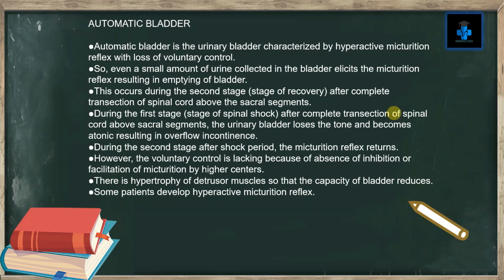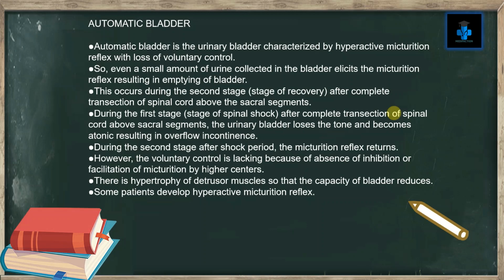Automatic bladder. Automatic bladder is the urinary bladder characterized by hyperactive micturition reflex with loss of voluntary control. So, even a small amount of urine collected in the bladder elicits the micturition reflex, resulting in emptying of bladder. This occurs during the second stage, that is, stage of recovery after complete transection of spinal cord above the sacral segments. During the first stage, that is, stage of spinal shock, after complete transection of spinal cord above the sacral segments, the urinary bladder loses the tone and becomes atonic, resulting in inflow incontinence.